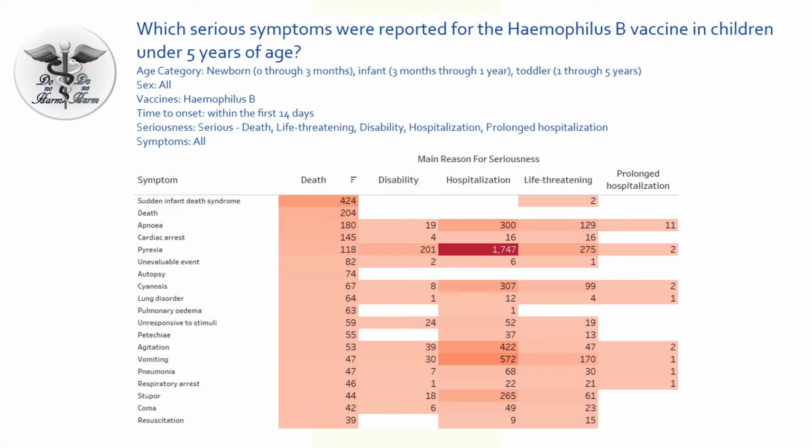This is a tabular view of the previous graph. In this table, pyrexia, more commonly known as fever, requiring hospitalization has the highest correlation and may be more obvious in the table format than in the bar chart. This is why VAERS Explorer enables multiple formats for visualizing the data.